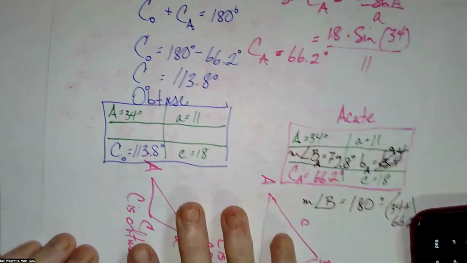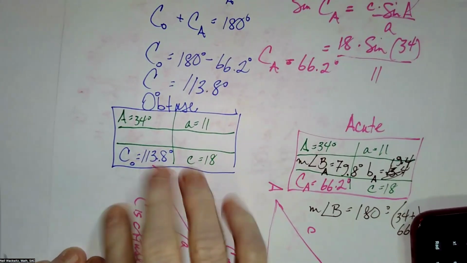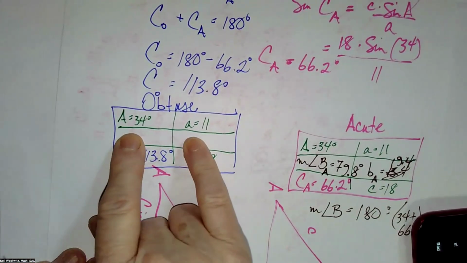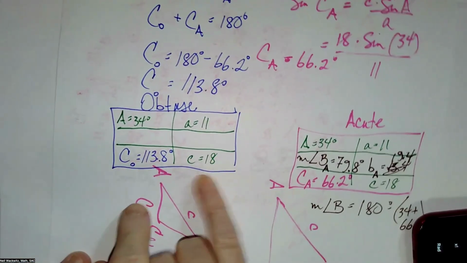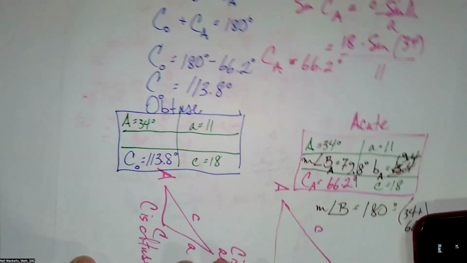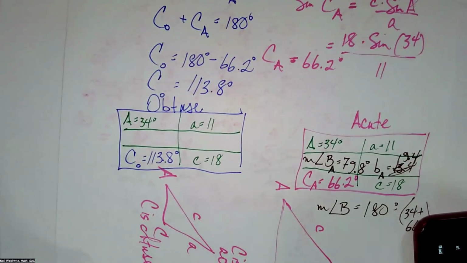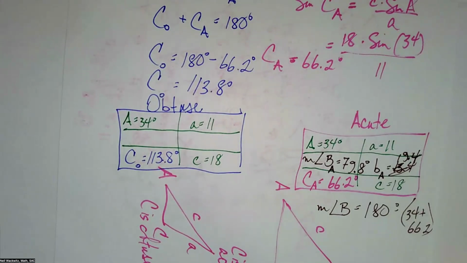Now we're going to use the same capital A, little a, and little c, but then we're going to use the obtuse value for C.